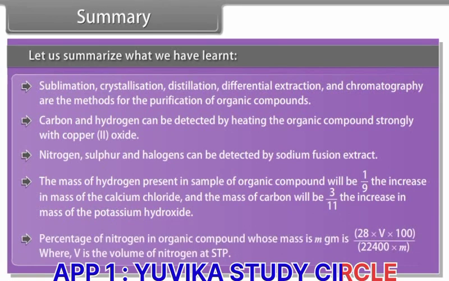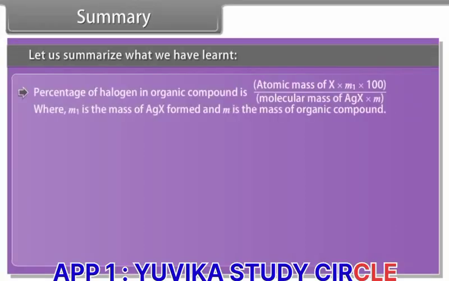Percentage of nitrogen in organic compound whose mass is m gm is 28 into V into 100 divided by 22,400 into m, where V is the volume of nitrogen at STP. Percentage of halogen in organic compound is atomic mass of X into M1 into 100 divided by molecular mass of AgX into M, where M1 is the mass of AgX formed and M is the mass of organic compound.